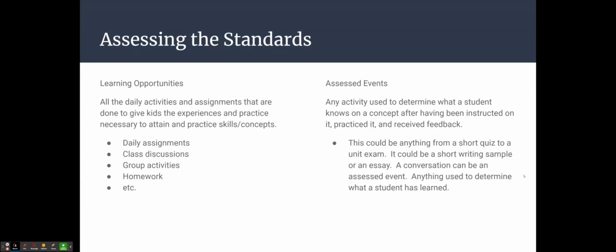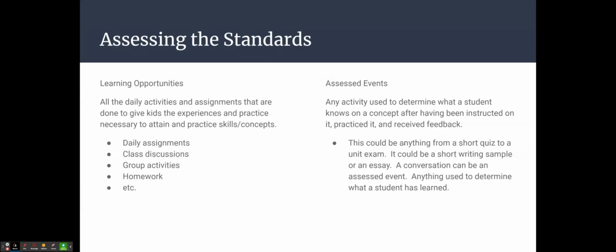So when we talk about assessing the standards, there's two things. Everything we do in class is broken up really into two categories. Category one is a learning opportunity. And these are all of the daily activities and assignments that kids do to get practice and to attain the skills and concepts that we're trying to teach them. So it's that daily practice, could be class discussions, group activities, homework, any number of things.